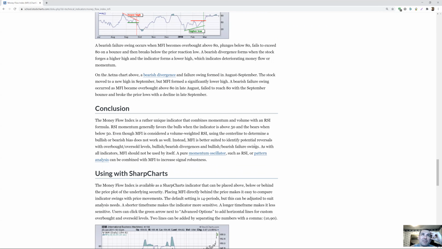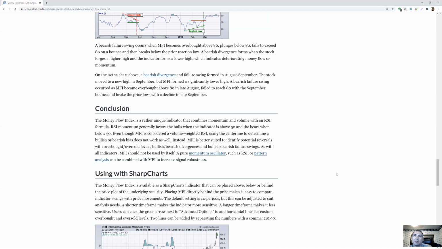It combines momentum and volume with an RSI formula. RSI momentum generally favors the bulls when the indicator is above 50 and the bears when below 50. Even though money flow is considered a volume-weighted RSI, using the center line to determine bull or bear bias does not work as well. Instead, money flow is better suited to identify potential reversals with overbought and oversold levels and bullish and bearish divergences, like we showed, and bullish and bearish failure swings.